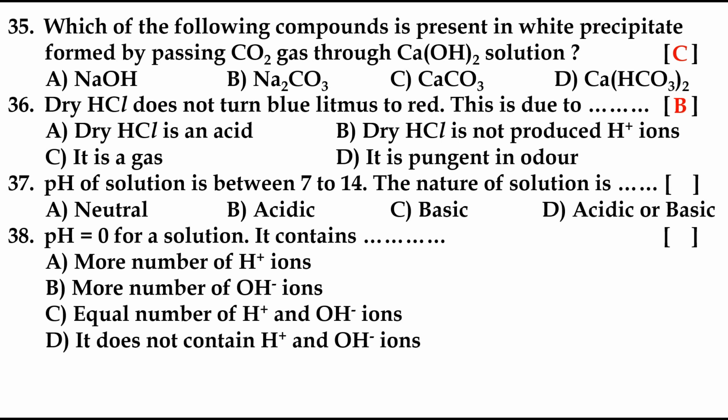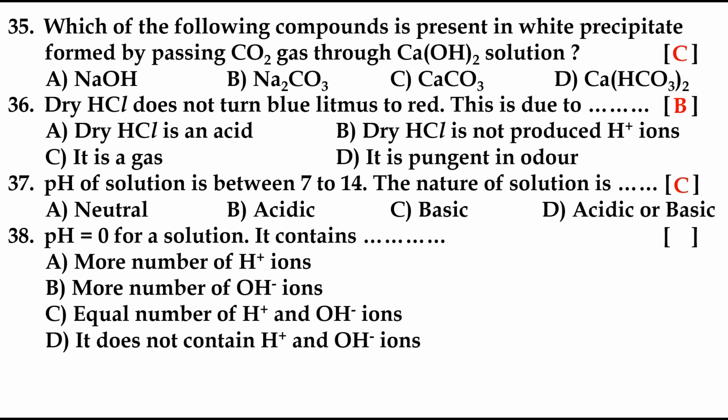37. pH of solution is between 7 to 14. The nature of solution is dash. A. Neutral, B. Acidic, C. Basic, D. Acidic or basic. Answer is option C. Basic.